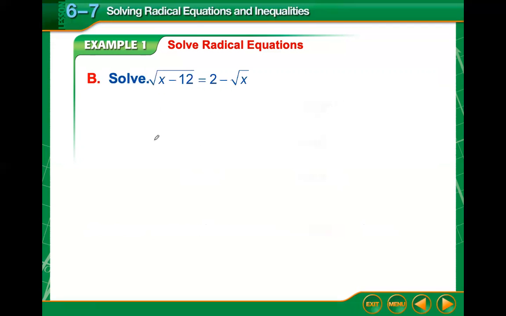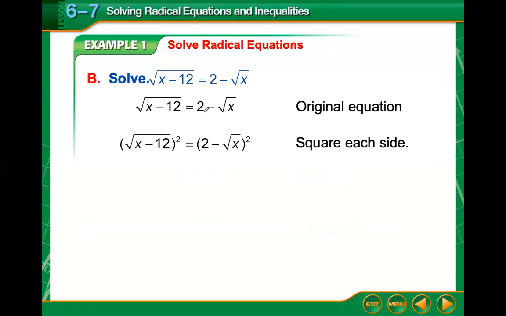All right, the other thing we have is when we have radicals on both sides of the equation. If this is the case, we're going to go ahead and square both sides so that we can get rid of at least one of the radicals. When we do that, we get x minus 12 equals 4 minus 4 square root of x, plus x. This is what we get from squaring both sides.